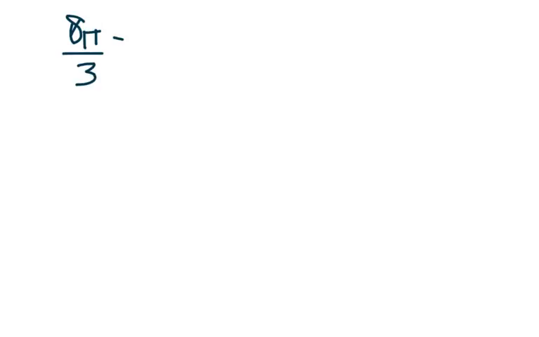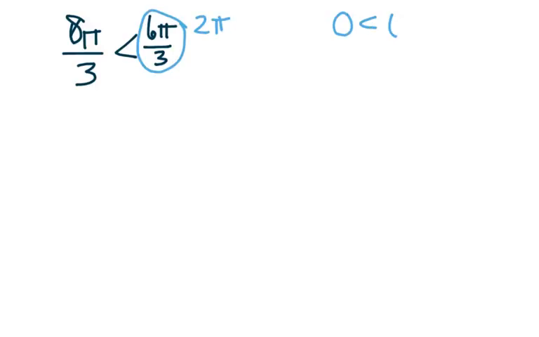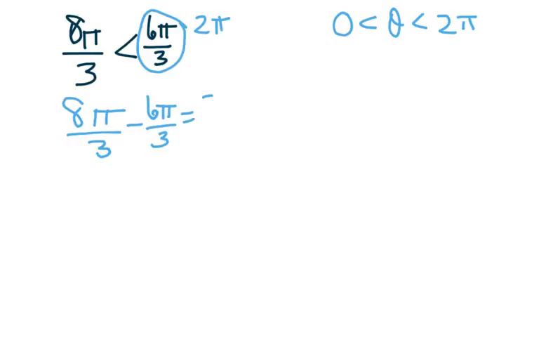Now, we know that this is bigger than 6 pi over 3. Remember, 6 pi over 3 is 2 pi. And we want our angle to be between 0 and 2 pi. So we need to subtract 6 pi over 3 here, and you get 2 pi over 3.